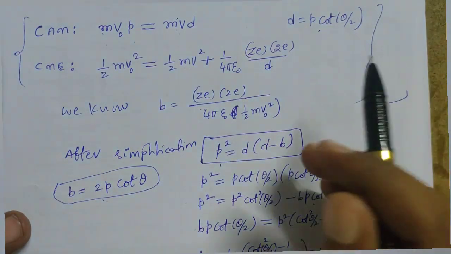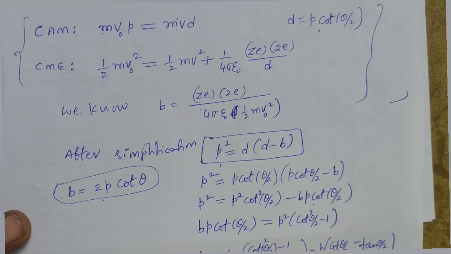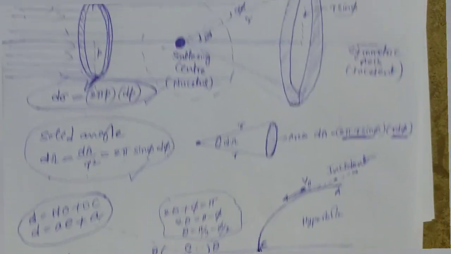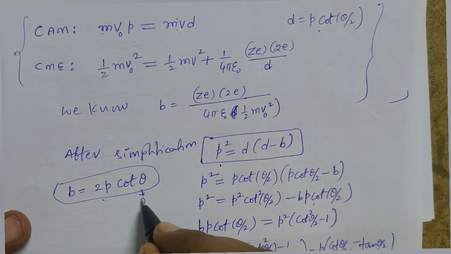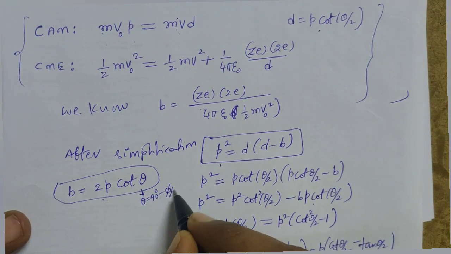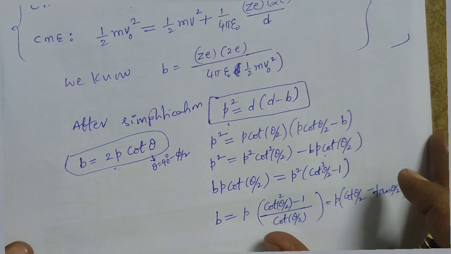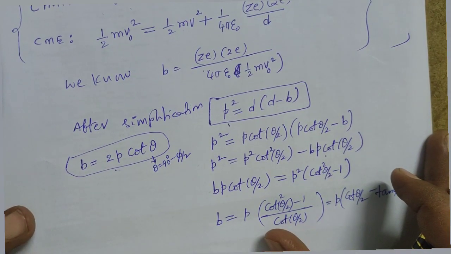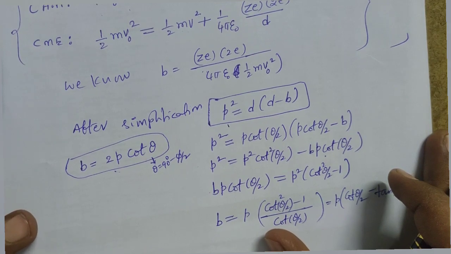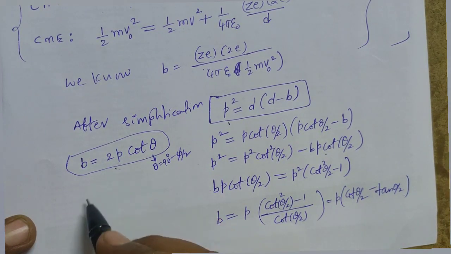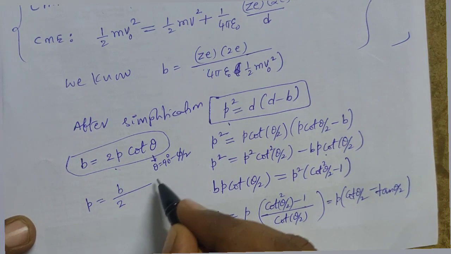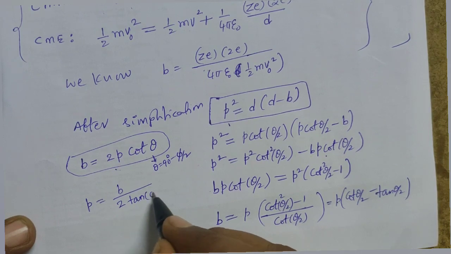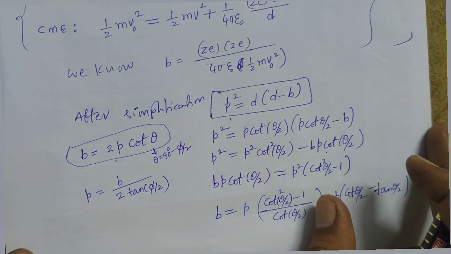I have already explained to you the relationship between theta and phi. In this diagram, the relation is theta equal to pi by 2 minus phi by 2. So theta will be equal to 90 degrees minus phi by 2. Cot of 90 minus theta will become tan. So from here I want P equal to B divided by 2 tan of phi by 2.